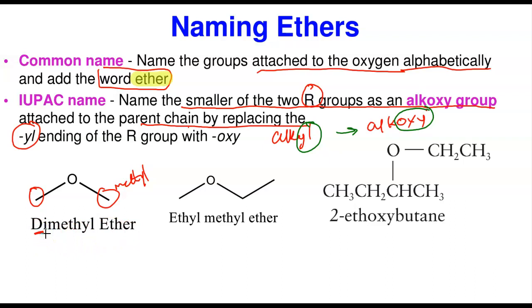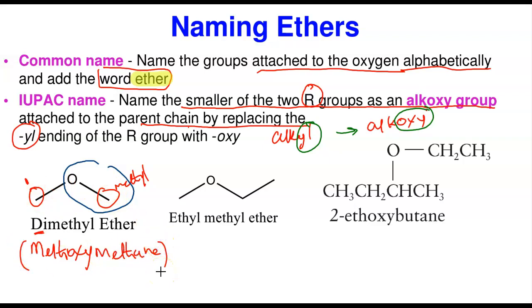Now if you want to name this with the IUPAC name, because both of them are the same chain length, I'm going to choose one as my longest chain. So the longest chain will be methane. If this is my attachment, this becomes methoxy. So this one now will be my attachment to methane. The attachment is one carbon, so it's going to be methoxy. The long chain is methane. So this becomes the IUPAC name if you want to use that.